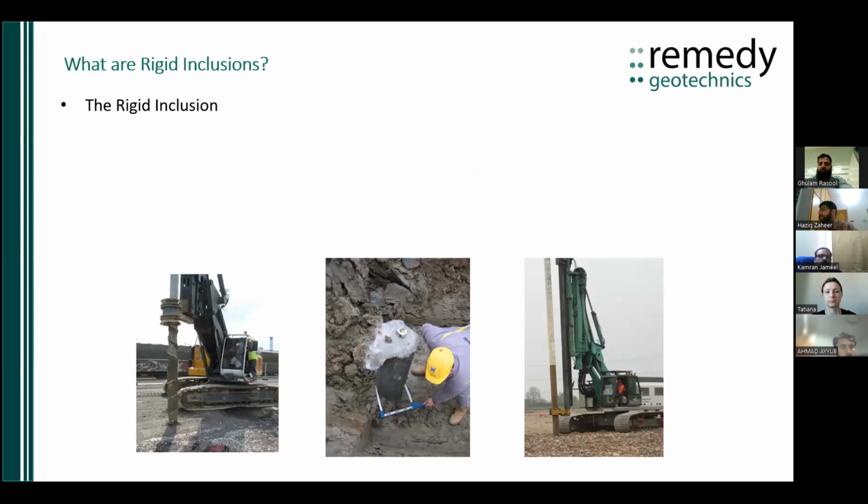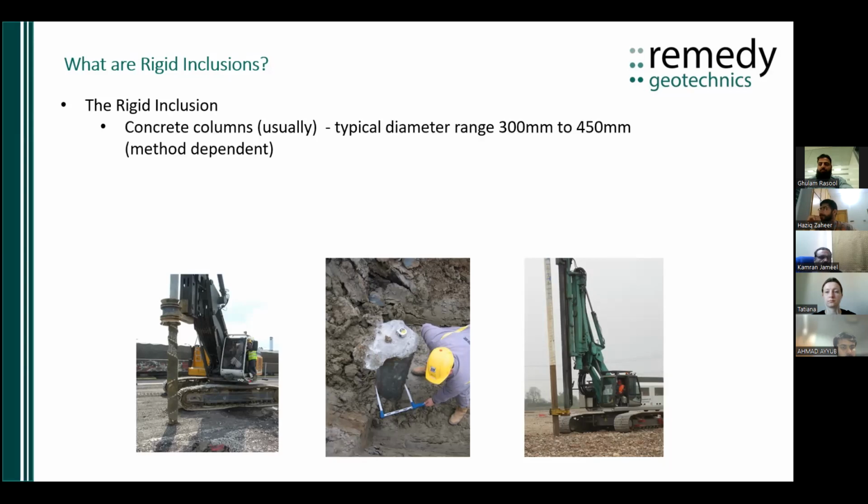So, what are rigid inclusions? Well, it's quite a general term, but it is something that is a lot stiffer than the host soil. It predominantly would be a concrete column, but not always. And typically, you might be in the range 300 millimeters to 450 millimeters, but you can easily go up to 500-600 millimeter diameter, and there have been various versions of greater diameter.